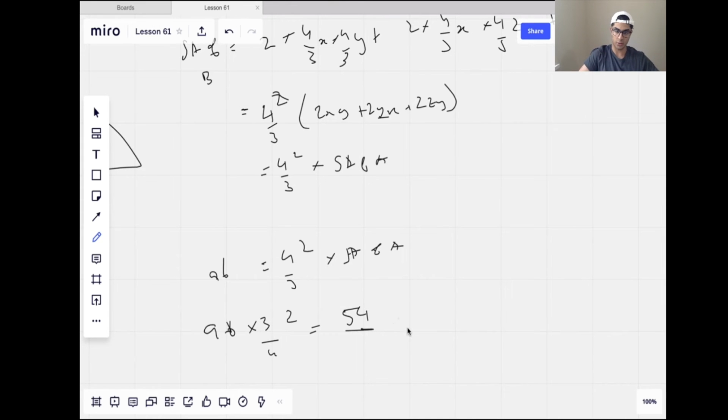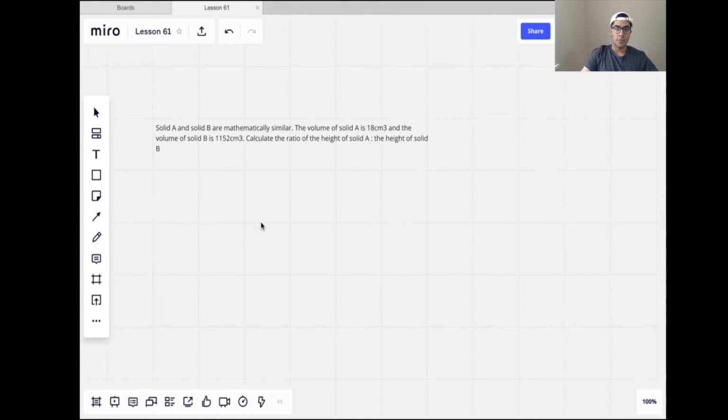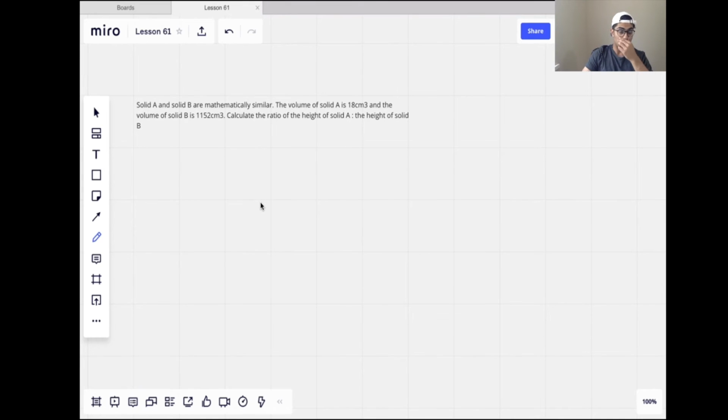54 centimeters squared, not to forget the units. Okay, moving on to another question. Solid A and B are mathematically similar, so again, similar principle to before. The volume of solid A is 18 centimeters cubed, and the volume of solid B is 1152 centimeters cubed. Calculate the ratio of the height of solid A to the height of solid B.